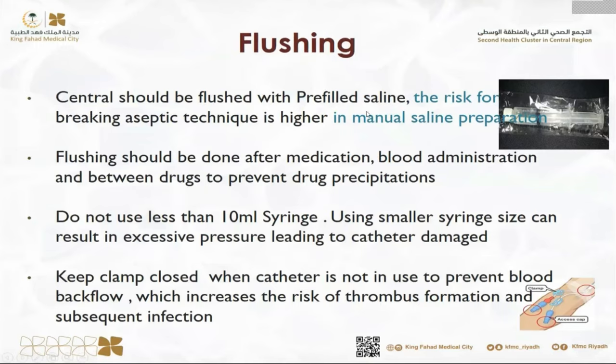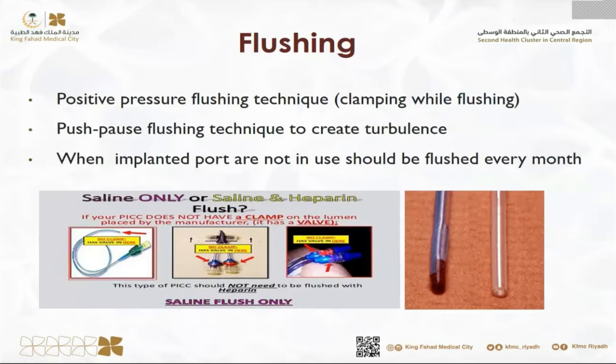Flushing for central line, whenever you need to flush the central line, you need to use pre-filled saline. Pre-filled saline, this is what we have. Better not to use manual saline preparation. We need to flush in between medications. And whenever you are using a central line, please do not use less than a 10 milliliter syringe because a 5 milliliter syringe will lead to negative pressure and rupture of the central line. And whenever you are flushing, you need to do turbulent flushing, give stop, give stop, give stop, in order to decrease the pressure of the central line.